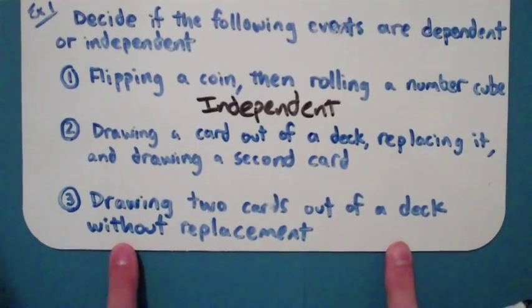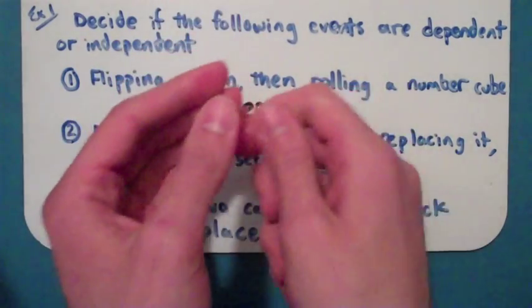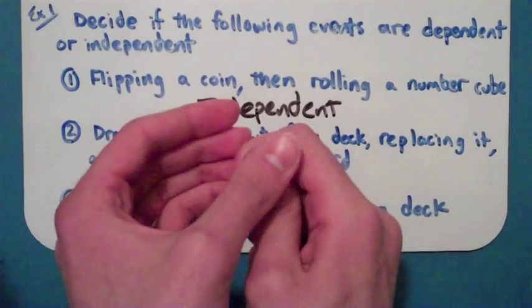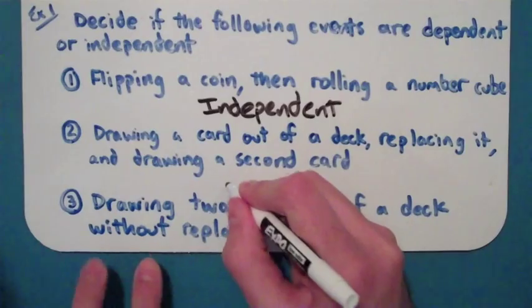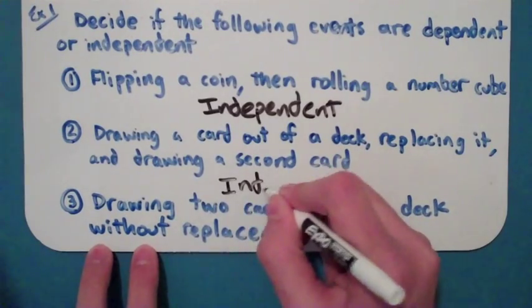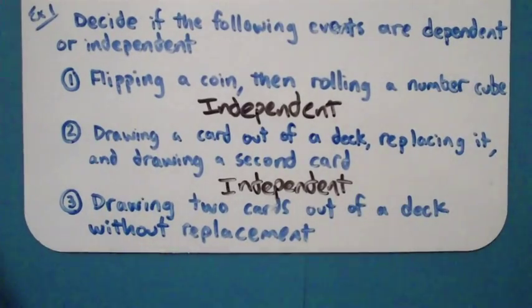On the second one, we're going to draw a card out of a deck. So, a standard deck of 52 cards. We're going to shuffle them up, draw a card, put it back, and then draw a second card. If we put the card back, every card has a 1 out of 52 chance of being picked on the first draw. And when we put it back, there's still a 1 out of 52 chance of every card on the second one. So these are independent events because we put the card back. What happens on the first draw has no impact on the second one.